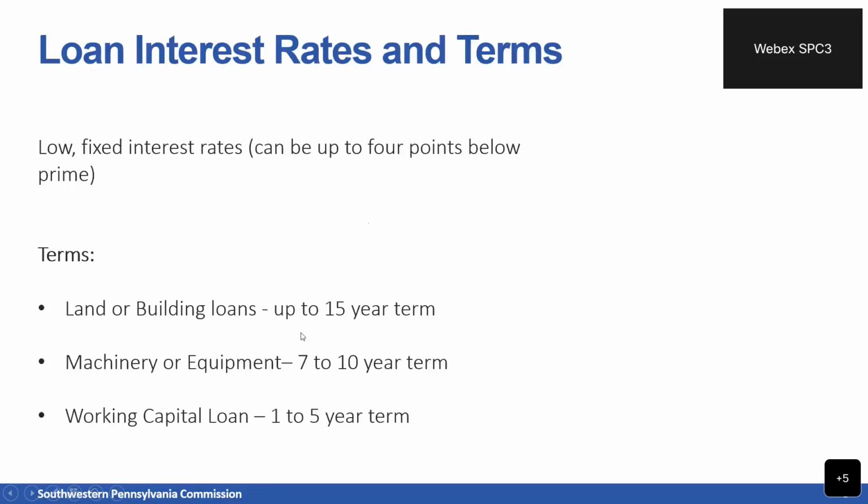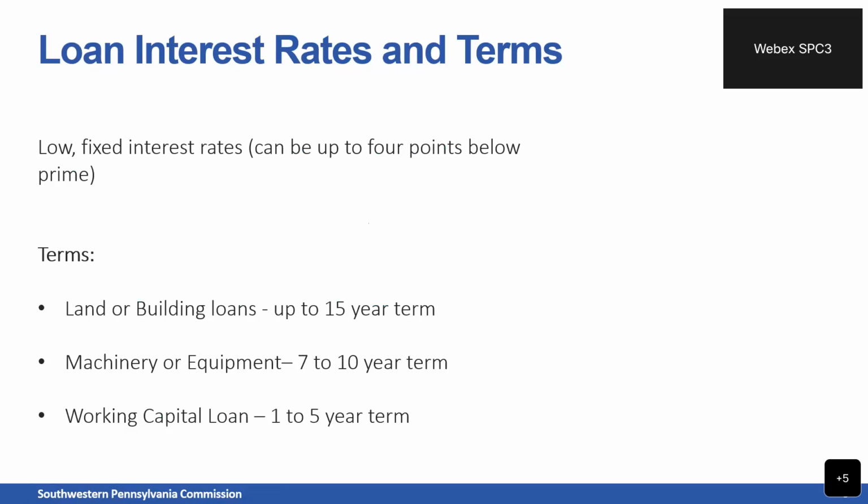The next few slides blend together quite well. The reason why people come to us in the first place is because of our low fixed interest rates. We can be up to 4 points below prime with our interest rate. Right now, prime is at 7.75%, I believe, and we are 75% of that. So our interest rate right now is at about 5.8%.